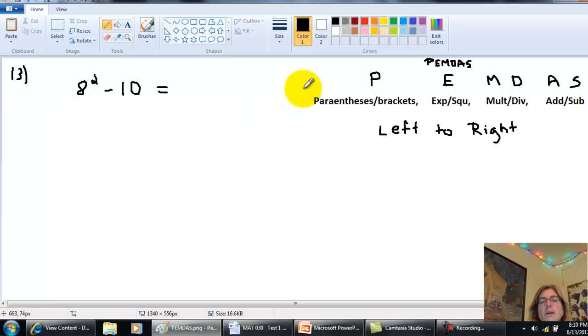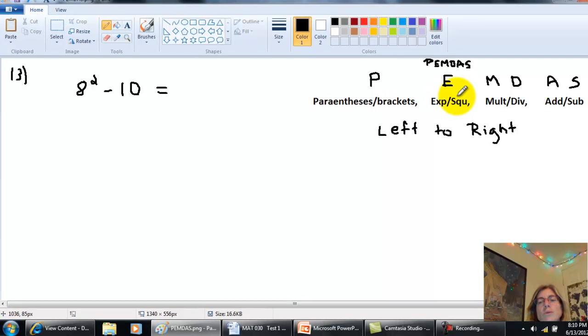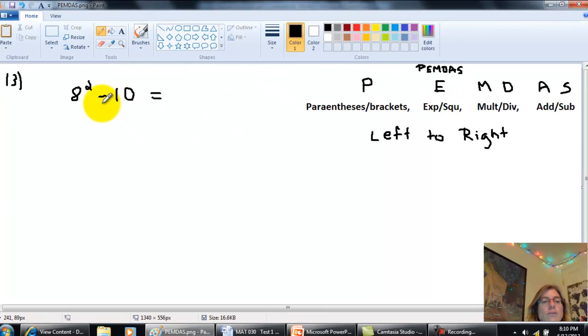So for this problem, we begin by looking at, are there any parentheses? No, so we go to the next step. Are there exponents, square root? Yes, so we solve that first. 8 squared is 8 times 8, which is 64. Remember, with exponents, you multiply the number however many times the exponent is. So 8 times 8. So that's solved, and that was our first line. We always begin with the first line.